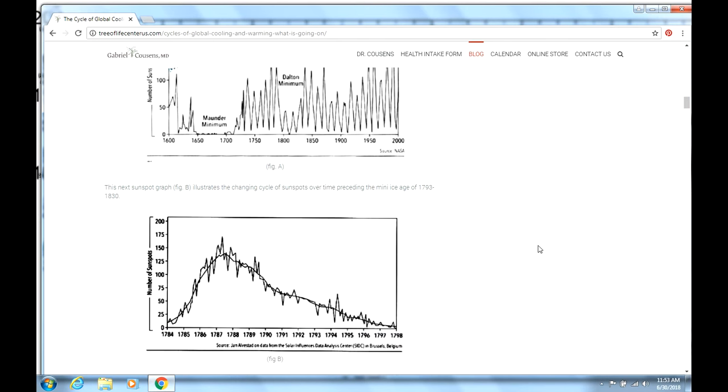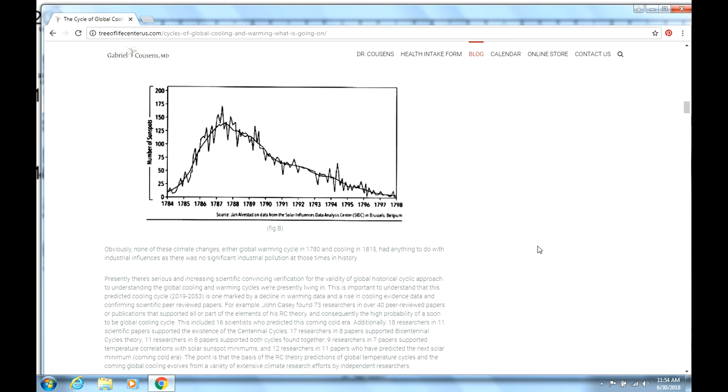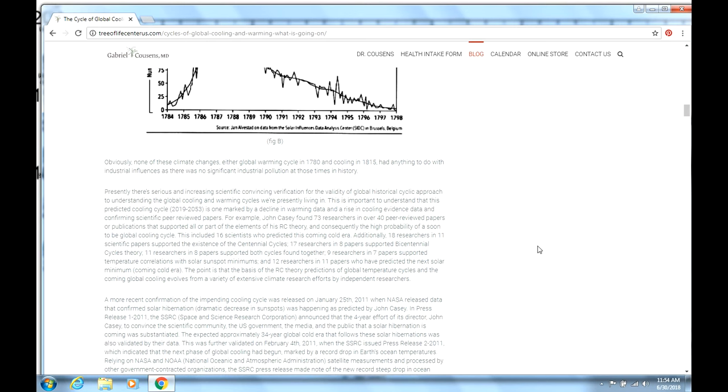This next sunspot graph, figure B, illustrates the changing cycle of sunspots over time, preceding the mini ice age of 1793 to 1830. Obviously, none of these climate changes, either the global warming cycle in 1780 or the cooling in 1815, had anything to do with industrial influences, as there was no significant industrial pollution at those times in history.